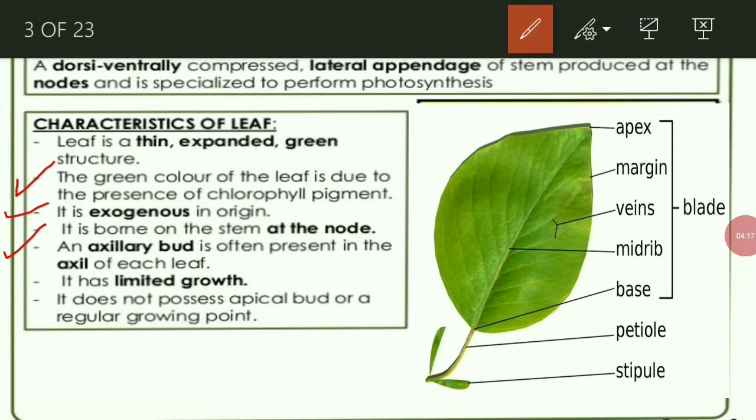The tip of the leaf is called the apex. The boundary area extended along the edge of the leaf is called margin. The center thick line जो आप देख रहे हैं इसे कहते हैं midrib और ये network is called veins.